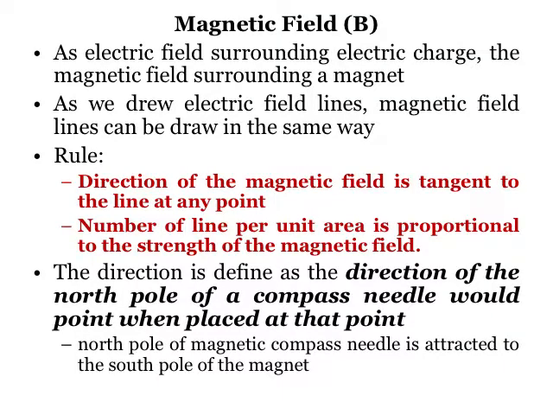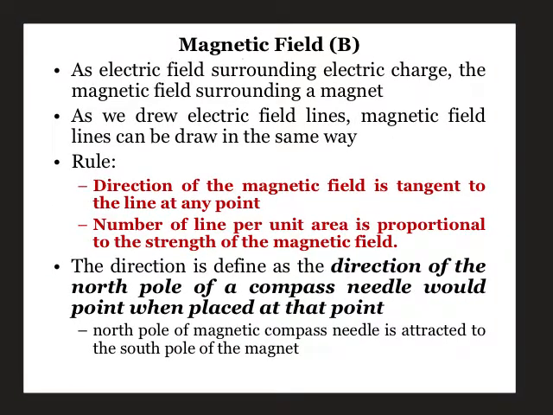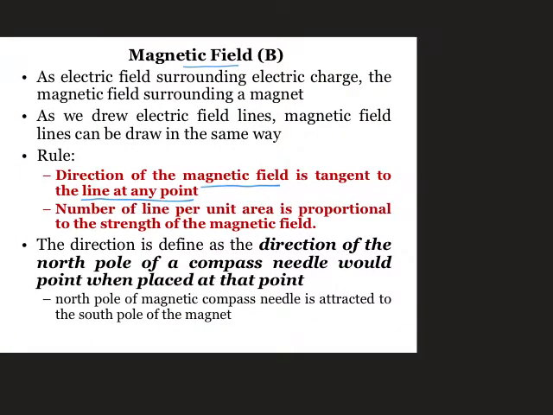When we talk about magnet, definitely we are going to relate it with the magnetic field. This concept is almost the same as the electric field, where the magnetic field is always tangential to the line at any point, and the magnetic strength is going to affect the magnetic field lines that come from the magnet bar. For example, 2 Tesla is going to produce more magnetic field lines compared with 1 Tesla.